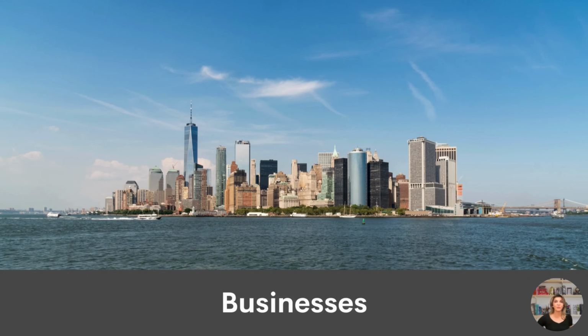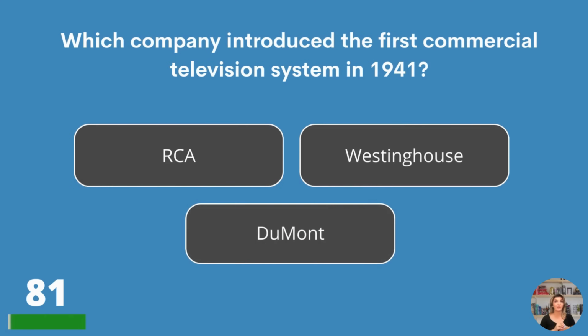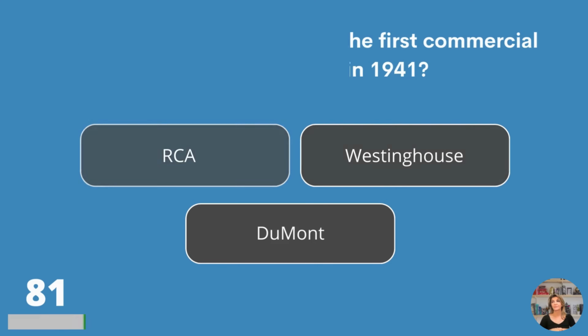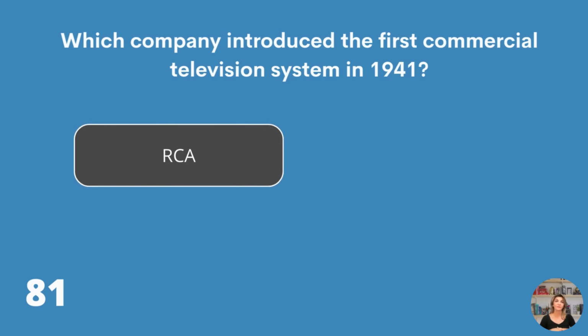And we are moving over to business for question 81. Which company introduced the first commercial television system in 1941? RCA, Westinghouse, or Dumont? RCA.